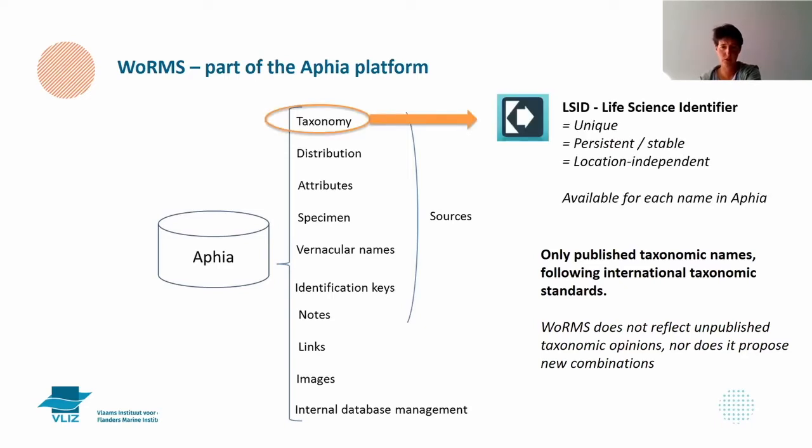Now, before I get to the sources on taxonomy, what is important is that each taxon name in our system has a unique identifier, which we call the LSID, which is a life science identifier. It's unique, it's persistent and stable, and it's location independent. As Donald mentioned, for example, we provide part of WoRMS to Catalog of Life. And with the provision of the taxonomic names, we also provide that identifier. And when that identifier is stored somewhere else, it gives a very specific and unique link back to WoRMS. So you can always retrace back to WoRMS, see where it comes from.